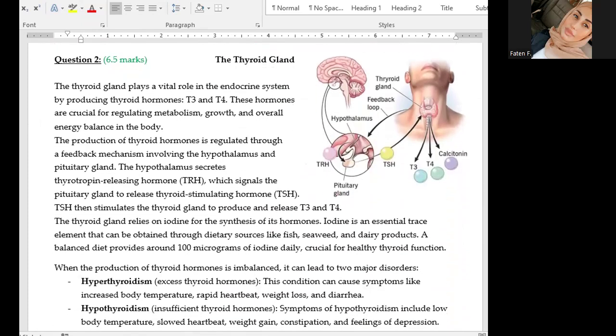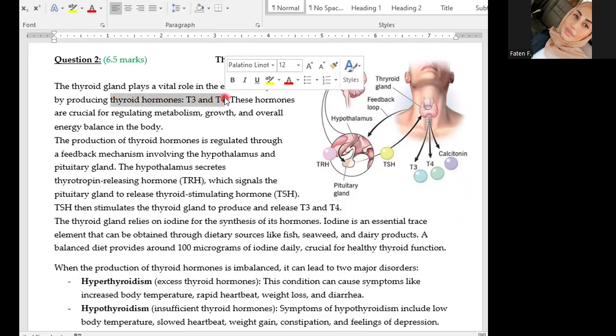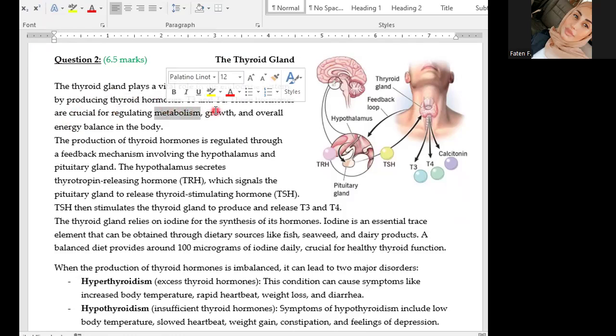The thyroid gland. They're saying that the thyroid gland plays an important role in the endocrine system. It produces thyroid hormones like T3 and T4, which are important for regulating metabolism, growth, and for the overall energy balance in the body. The production of thyroid hormones is regulated through a feedback mechanism. This mechanism involves the hypothalamus and also the pituitary gland.